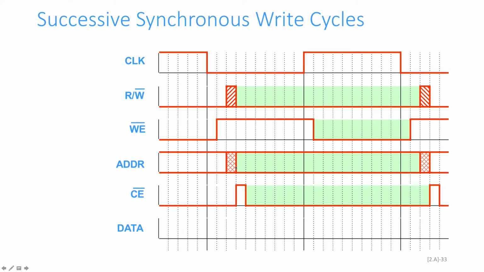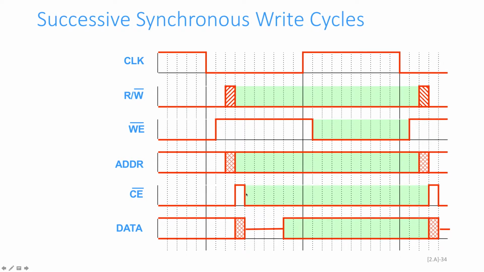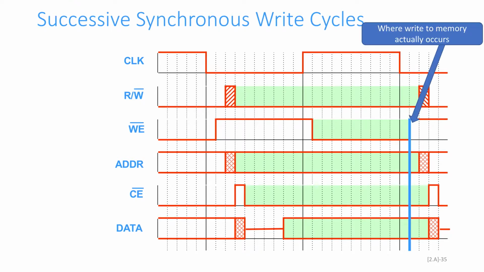There's a little bit of a delay between when the address stabilizes and when the chip enable stabilizes. And then finally we have the data, which is much different on reads than it is on writes. This is because we don't have to wait for the memory to reply. We actually have the data ready in the CPU, and it can put that data on the bus as soon as it's effectively ready to do so.